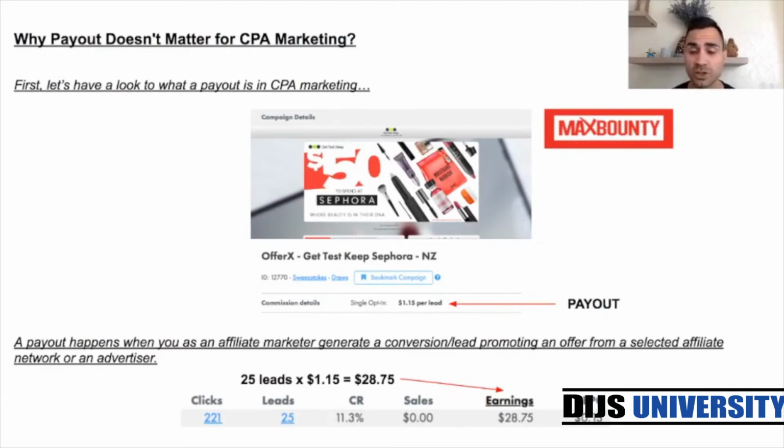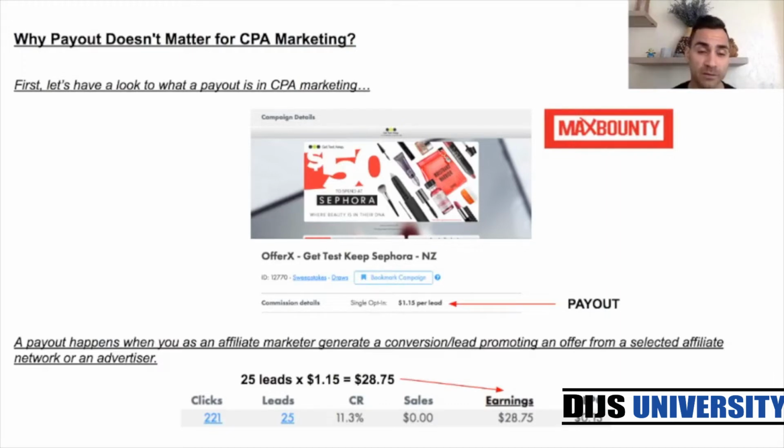Here below is just a screenshot from an offer I ran. Let's have a look at the metrics. Clicks 221, leads 25, so that's conversions. Conversion rate is 11.3%, that's on the offer landing page. Earnings are $28.75, and EPC, which stands for earnings per click, is 14 cents.